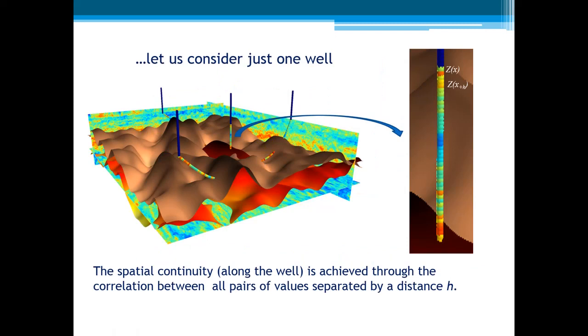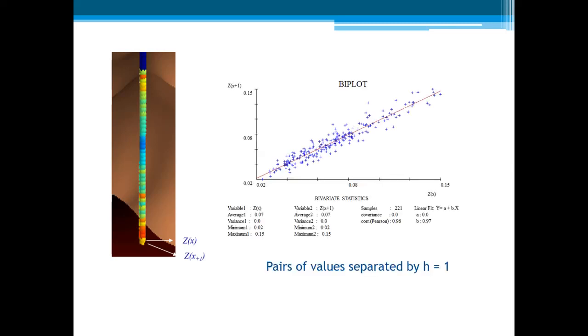Let us start with a simple case of just one well, where we wish to evaluate the spatial continuity of a variable z along the well. The spatial continuity along the well is assessed through the correlation between all pairs of values separated by a distance h. Let us consider all pairs of contiguous values, which means separated by h equal 1. Those ones, all of them. We can plot the pairs of values z of x and z of x plus h in a diagram, or h-scatterplot, like this one here. And we can compute statistics here, the mean and variance of each variable, and also the correlation coefficient between those two variables, z of x and z of x plus h.